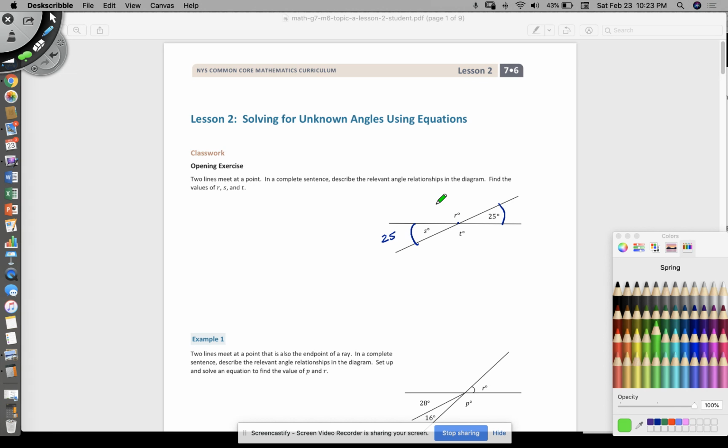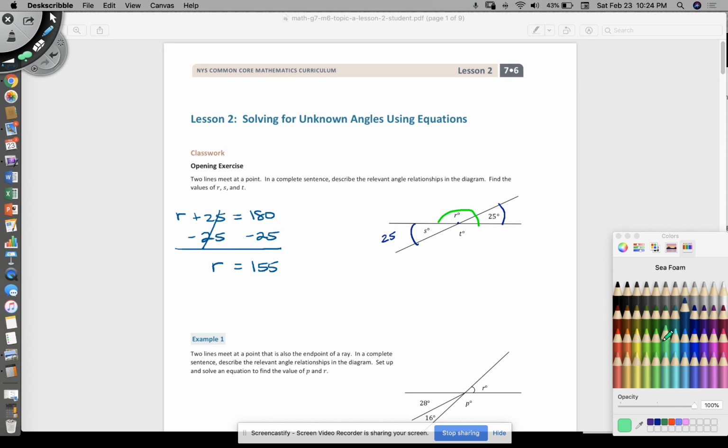Well, if I look closely, I can see that if I took R and I added in that 25 degrees, what do I get? I get a straight angle, which means I can now set this up like an equation. I can say that R plus that 25 degree angle equals 180 degrees. So we're going to subtract 25 from both sides so we can get that R by itself. The R's cancel, and I get R equals 155 degrees.